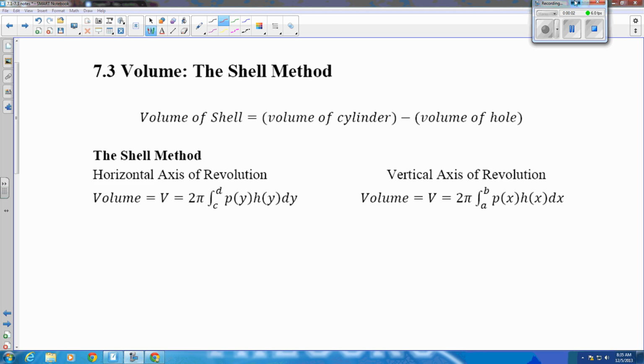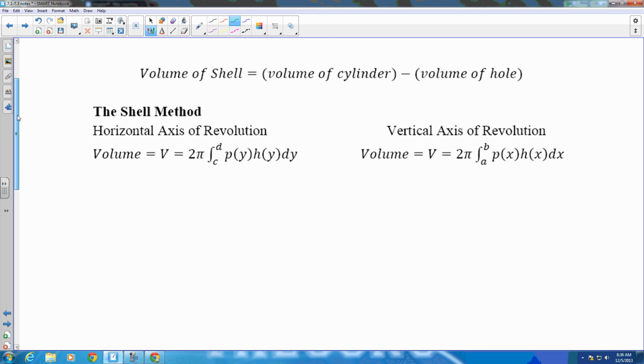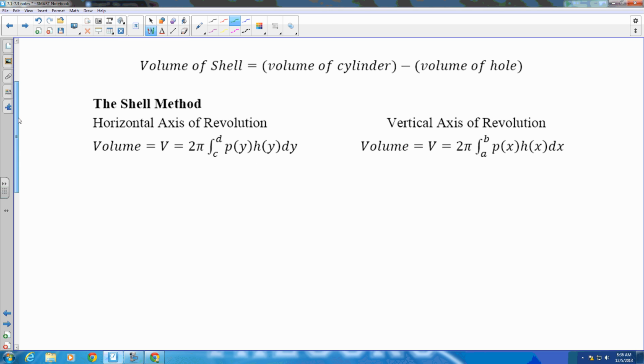Okay, we have section 7.3, which is finding volume again, using this time the shell method. So the shell method is to find the volume of the cylinder that's being revolved minus the volume of the hole. So it's a little different than the washer method where we subtracted it right away. We find the volume of the shell. So this is a little bit different.